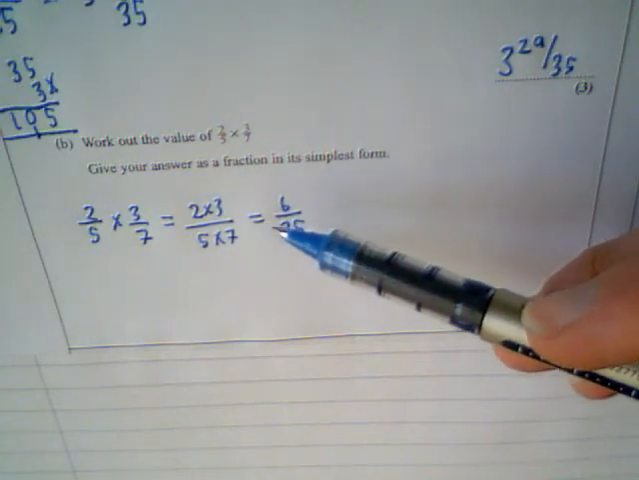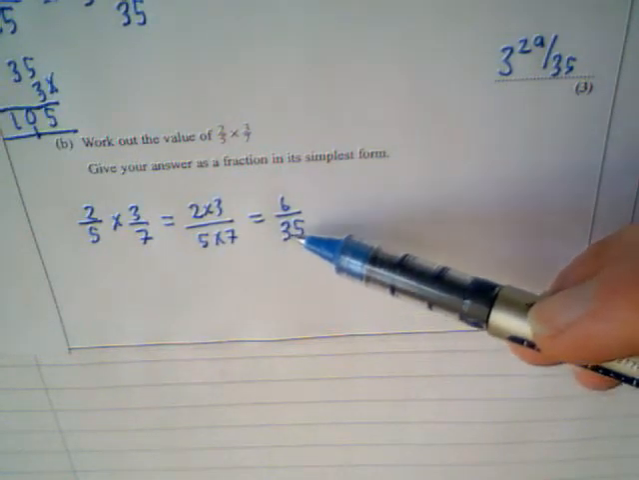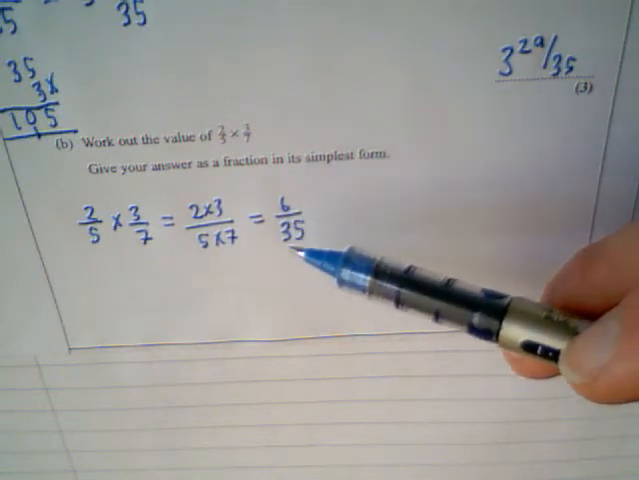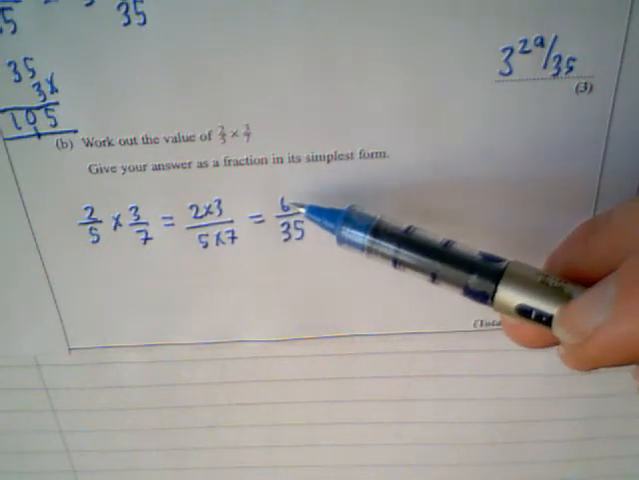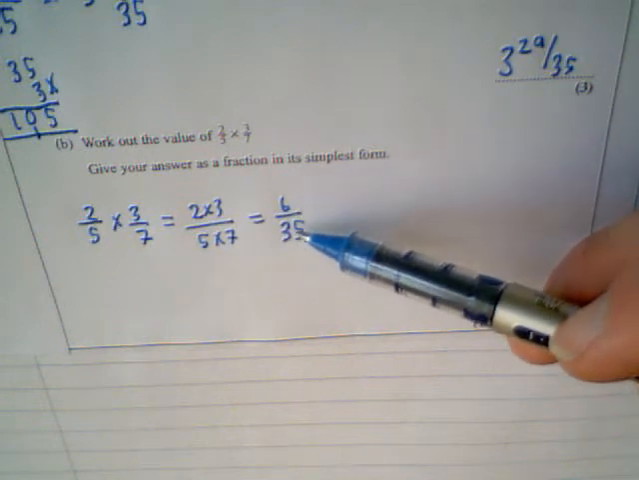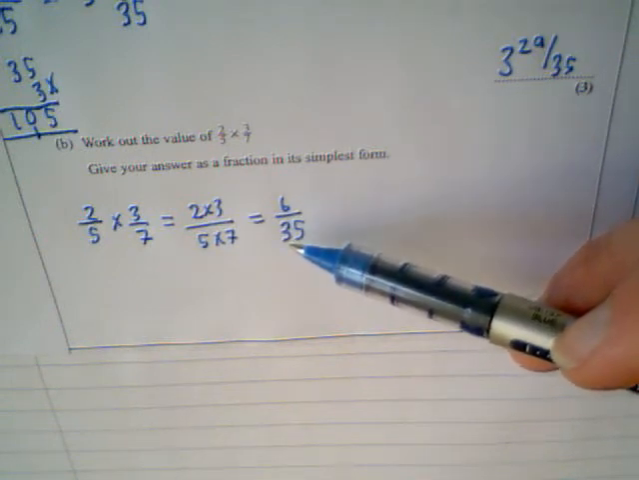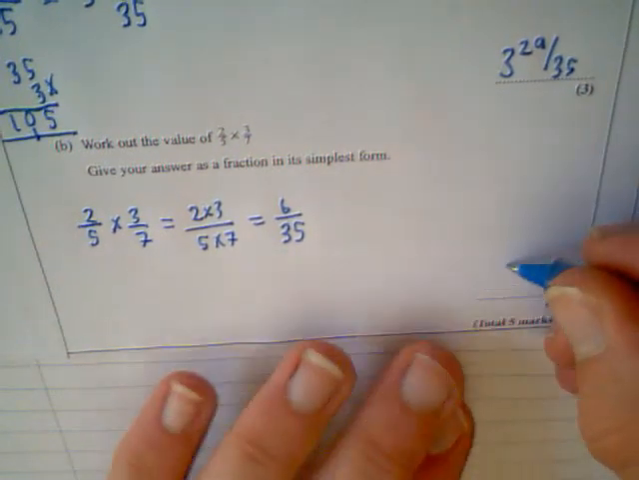What goes into 6? 1, 2, 3, 6. 2 doesn't go into 35, 3 doesn't go into 35 because 3 times 12 is 36, and 6 doesn't go into 35 because 6 times 6 is 36, and 6 times 5 is 30. So this is in its simplest form.